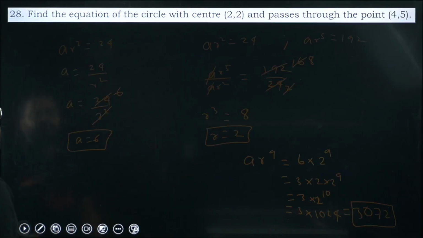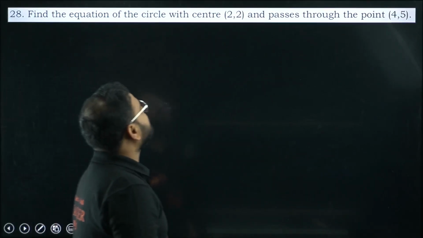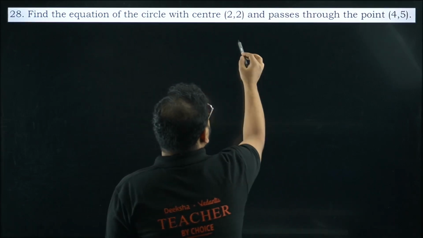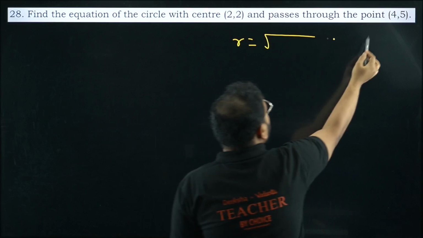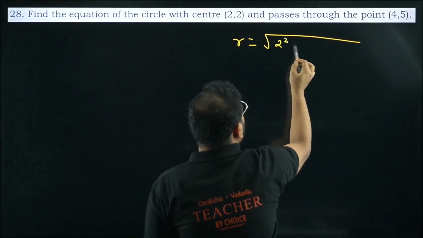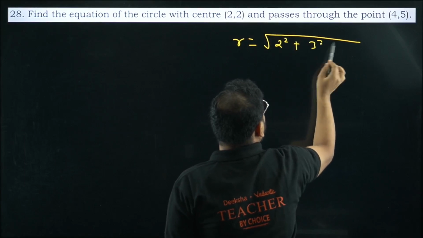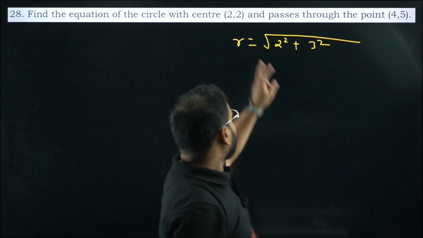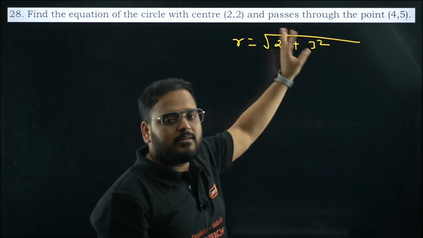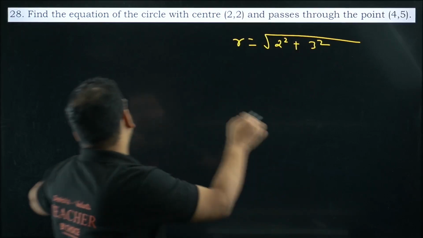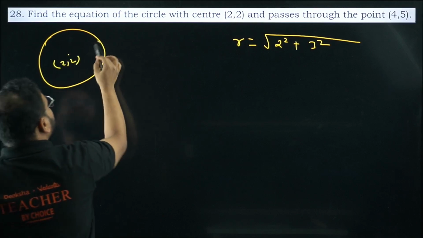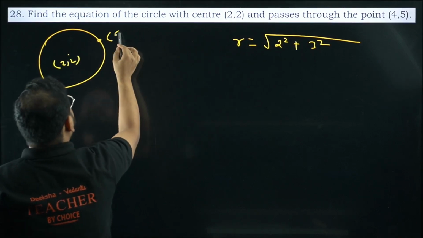Question number 28. Find the equation of the circle with center. Can you find the radius first? So let's find the radius first, which will be the distance between the point and the center, right? So 4 minus 2 is 2 square and 5 minus 2, sir, is 3 square. This is the center, this is the point on the circle. It means it has to be the distance between the center and the point on the circle. Remember this. Center is 2, 2. The point over here somewhere is given like this, 4, 5.